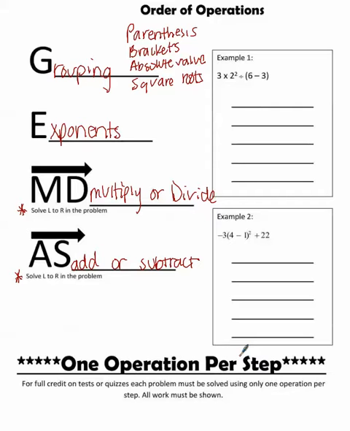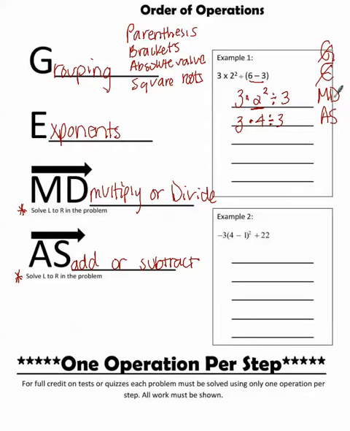So looking at example 1, I'm going to write GEMDAS off to the side. First you want to look for grouping. So I have parentheses. That's going to be my first step. So I'm going to rewrite everything else. 3 times 2 squared divided by 6 minus 3 is 3. My grouping is done. So now I'm going to do exponents. So that's 2 squared. 3 times 4, because 2 squared is 4, divided by 3. My exponents are done, so I'm going to cross those out.